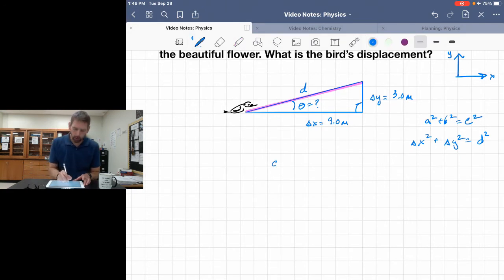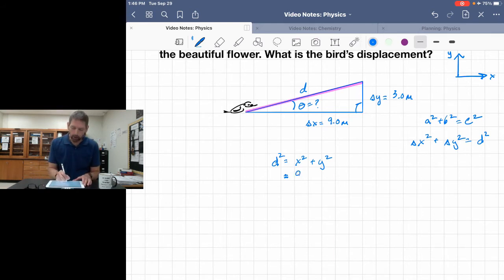So I'm going to just reorder this. D squared equals x squared plus y squared. And I'll take the square root of that towards the end. You can take the square root of it now, or just do it at the end. It doesn't really make a difference.